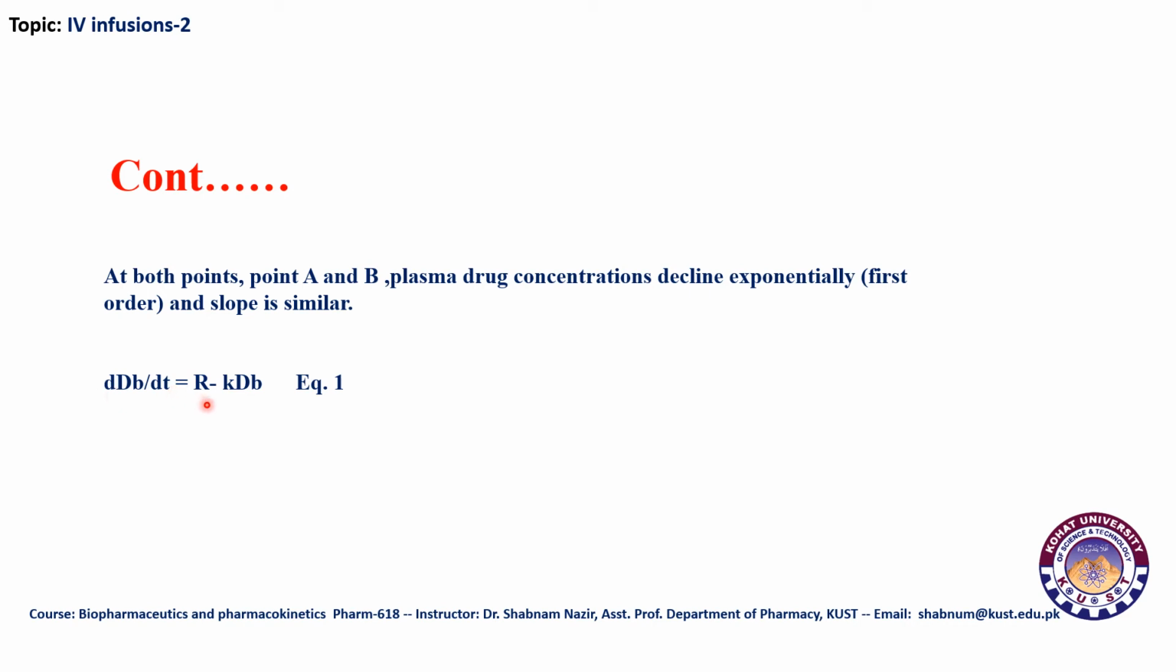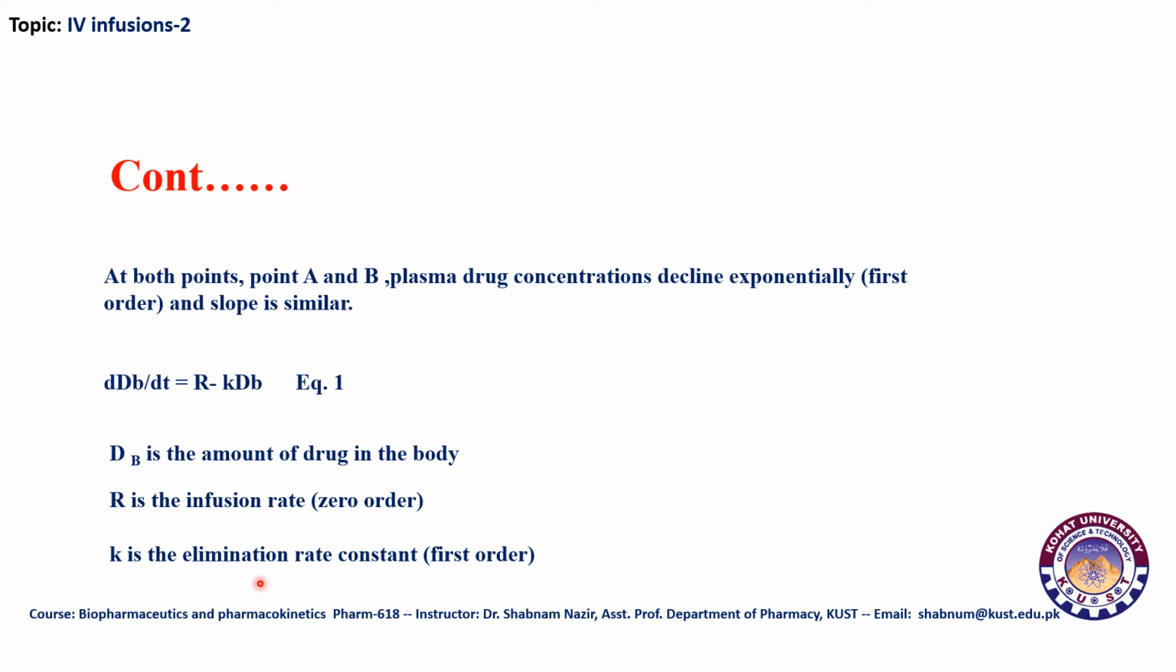You can easily understand why, because the rate of infusion has been stopped. So the value which is left behind is definitely negative. That simply shows that the curve is declining in the downward direction, and the change in concentration is negative. And in this equation, Db is the amount of drug in the body, while R is the infusion rate, which follows zero order. K is the elimination rate constant, which follows first order. So this is for the output.